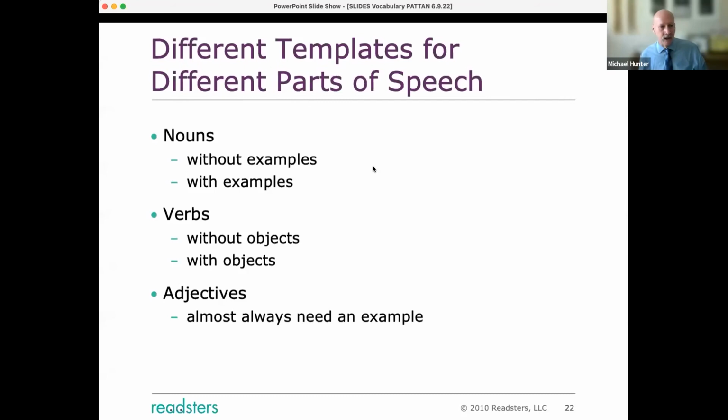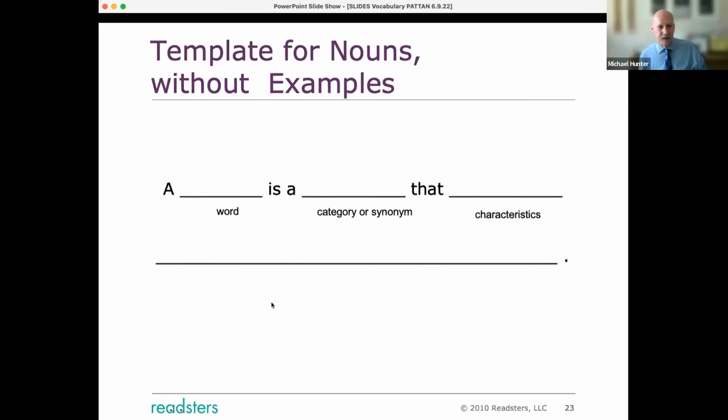So, as I said, there are three template sets. There's nouns with examples, without examples, verbs without objects, verbs with objects, and adjectives. And for an adjective, you almost always need an example. So here's the first template, and this is for nouns without examples. So here it is: you insert A or An, the noun is A or An, and then a category or synonym.